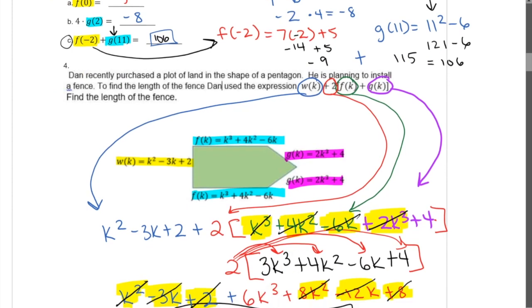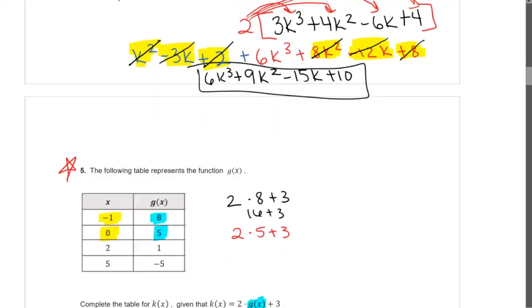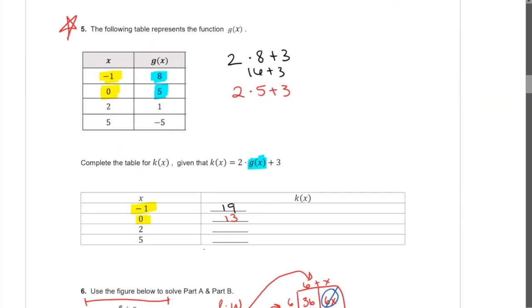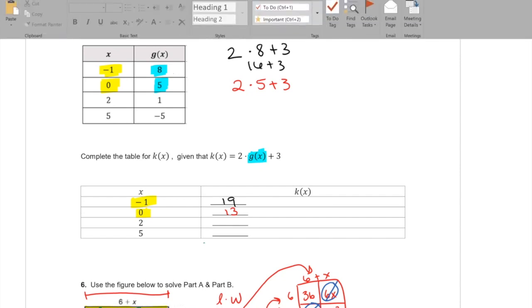Number 4, we already completed. So you should have that from the previous video. If you don't, please do so now. Number 5, we left off right here. So we left off with 2 problems.